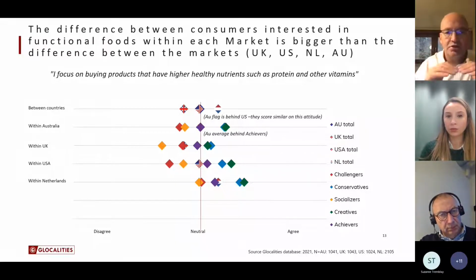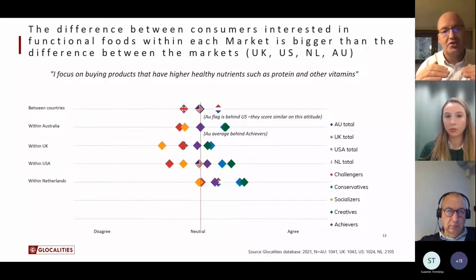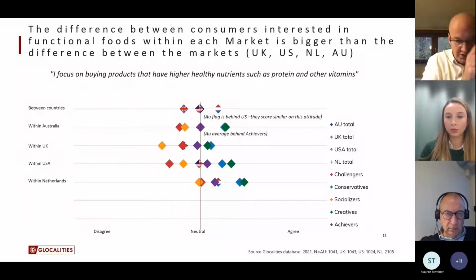And you see, yes, there is a cultural difference. Of course, you have to adjust your market approach according to this difference. But within each market, the difference is bigger than between the markets. In each market, the challengers are less focused on this, and the socializers are also less focused. On the other side, the creatives are more focused on this.